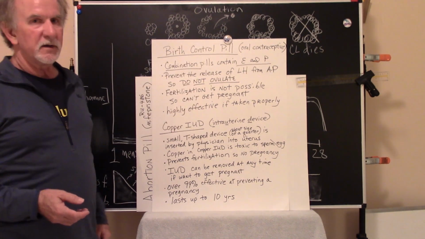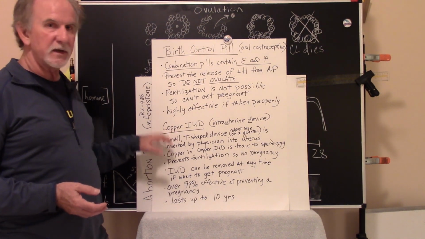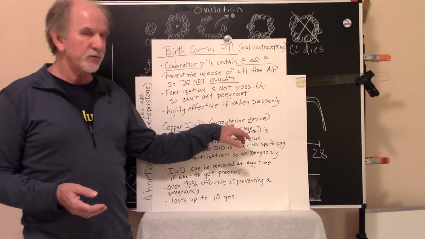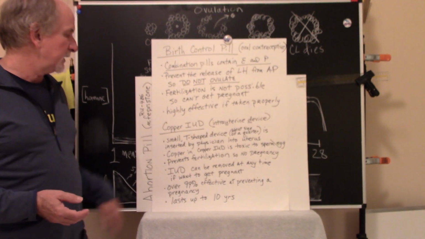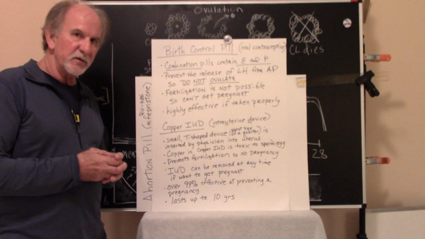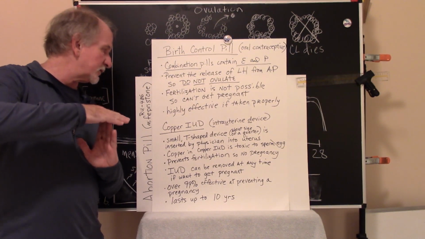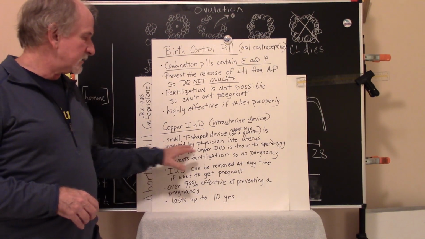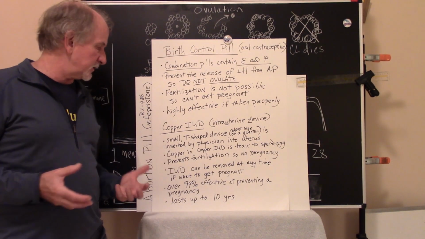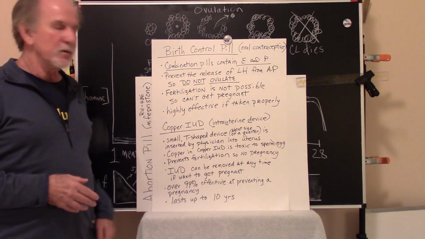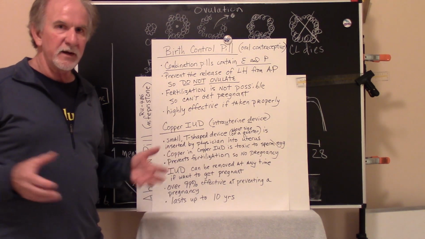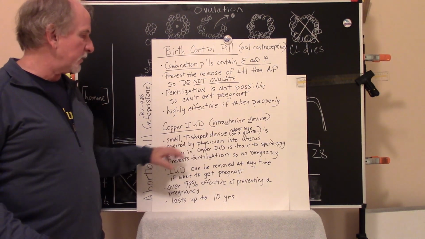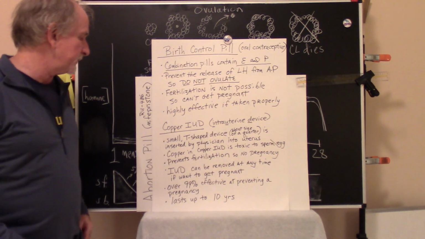So another form of birth control is what's known as a copper IUD, where IUD stands for intrauterine device. And a copper IUD is a very small T-shaped device, maybe about the size of a quarter, that's inserted into the uterus by a physician. The copper part of the copper IUD is a copper wire that's kind of coiled around it, and copper is toxic to sperm and egg.